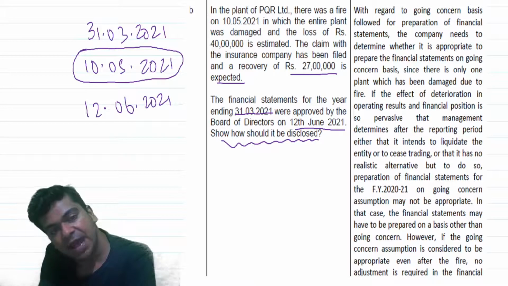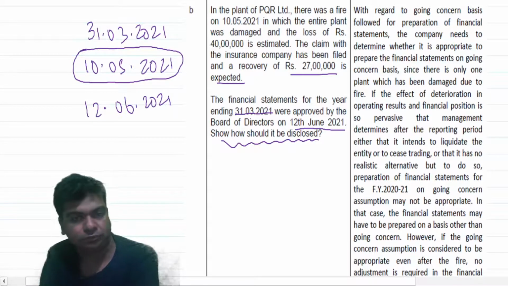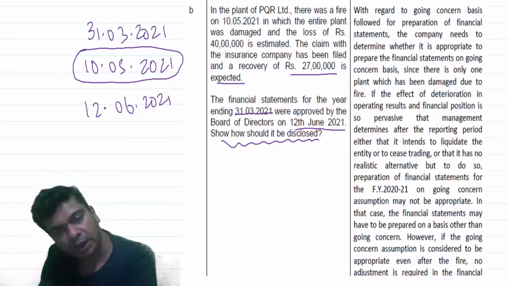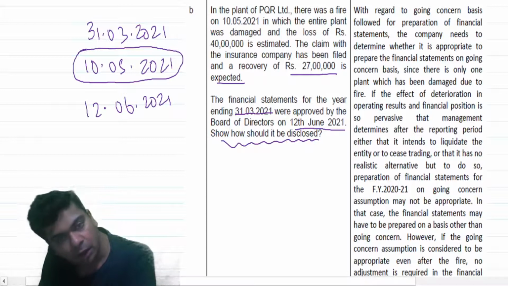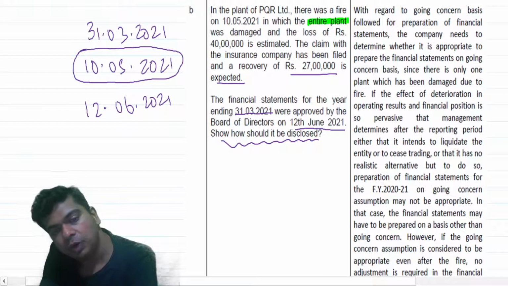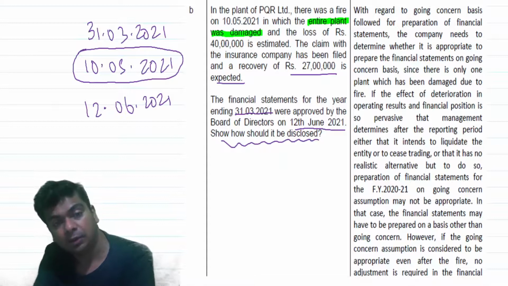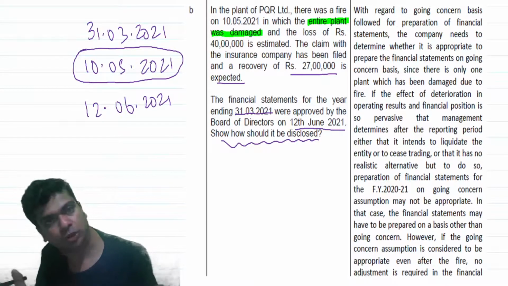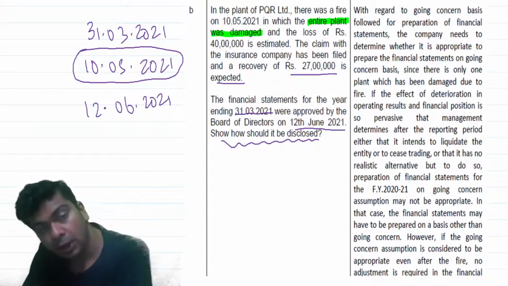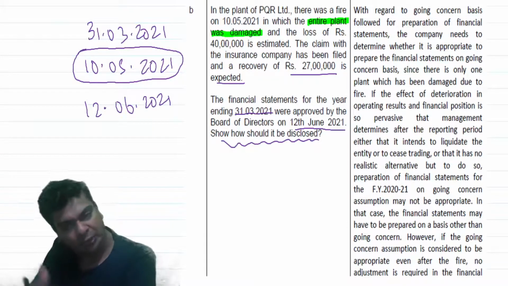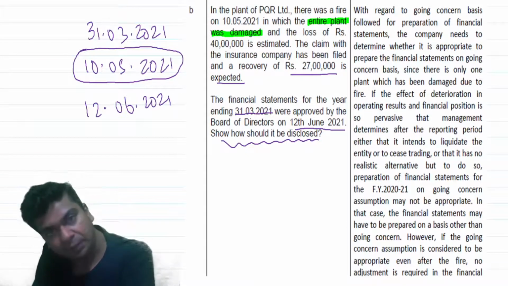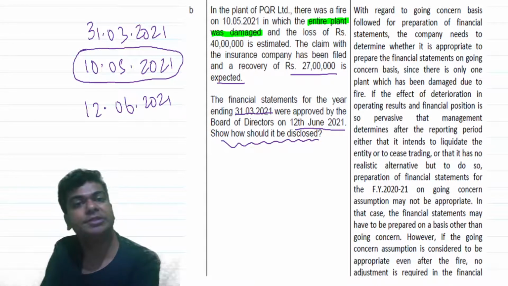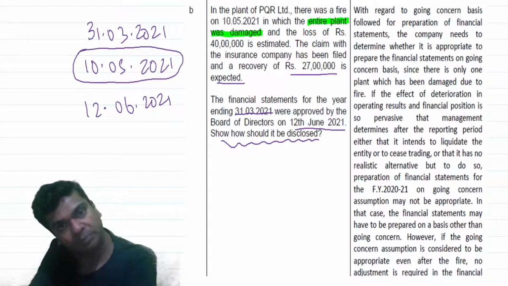They are saying a fire has broken out in which the entire plant was damaged. Entire plant. Okay. The loss is huge. Entire plant has been destroyed. Agreed, it was insured and you will get 27 lakhs and all. All that is fine. But do you have a realistic option of reviving your business?